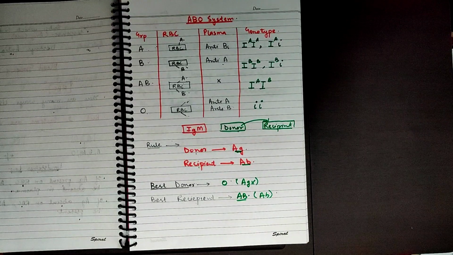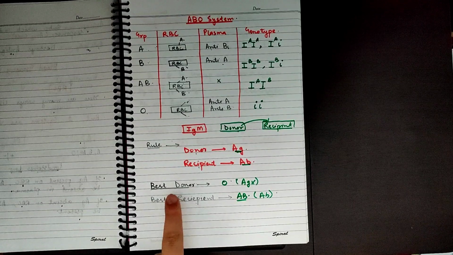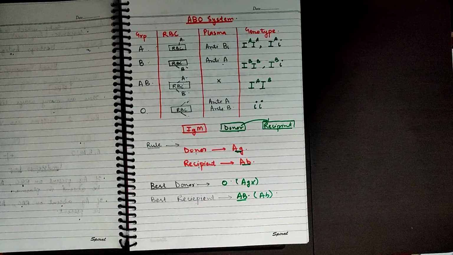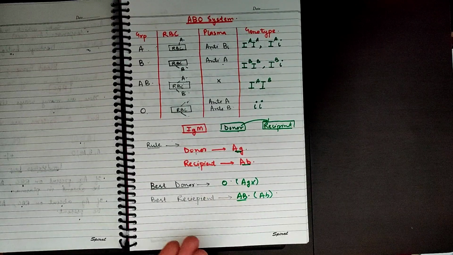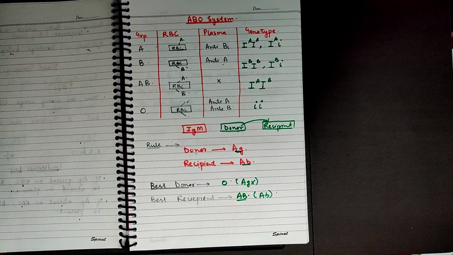Okay, तो O जो है वो बेस्ट डोनर है और AB जो है वो बेस्ट रेसिपिएंट है. O का खून किसी को भी लग सकता है और AB किसी का भी ब्लड ले सकता है. O वाला ब्लड महंगा है एंड AB वाला जो ब्लड है वो सस्ता है. It's like this we used to say.